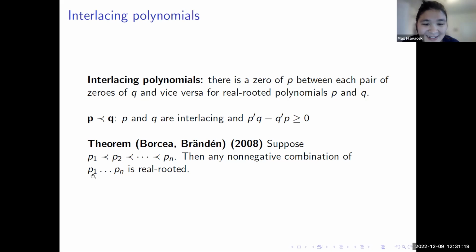So again, in 2008, Borcea and Brändén proved that if we have a sequence of interlacing polynomials, then any non-negative combination of those polynomials gives a real-rooted polynomial. So in particular, if I have a bunch of polynomials and I show that they form an interlacing sequence, then if I add them together, which is what we are trying to do on the previous slide, the big sum polynomial is also real-rooted.